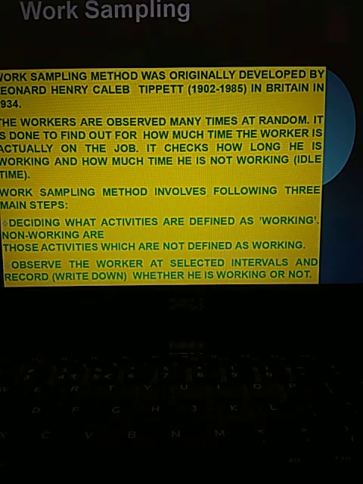The next one is work sampling. Sampling is a technique which allows us to pick a few values from a large data or large information for different purposes. So under sampling, you will be comparing various workers' effectiveness while measuring the time. This method was developed by Leonard Henry Caleb Tippett.